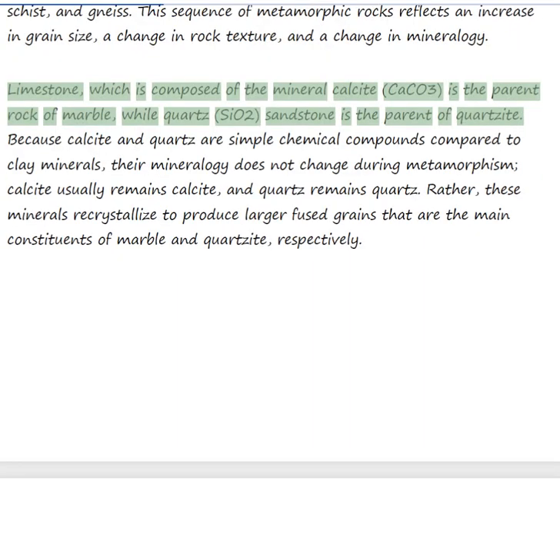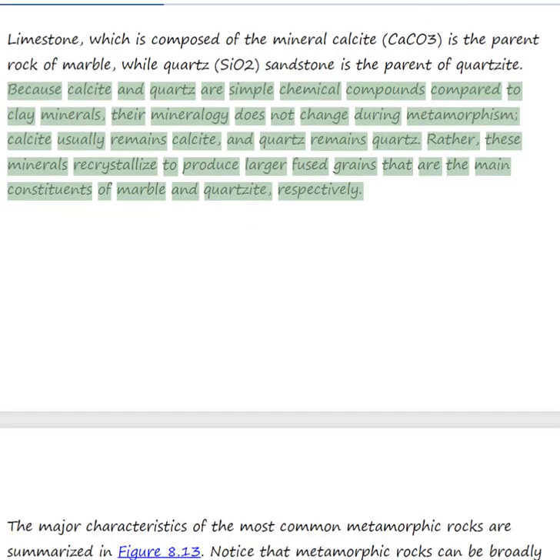Limestone, which is composed of the mineral calcite, is the parent rock of marble, while quartz sandstone is the parent of quartzite. Because calcite and quartz are simple chemical compounds compared to clay minerals, their mineralogy does not change during metamorphism. Calcite usually remains calcite, and quartz remains quartz. Rather, these minerals recrystallize to produce larger fused grains that are the main constituents of marble and quartzite, respectively.